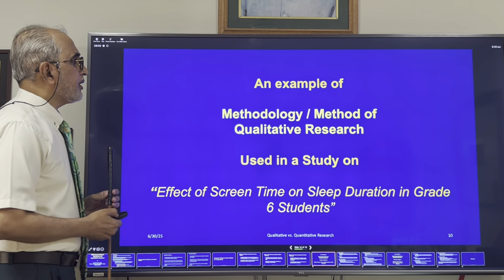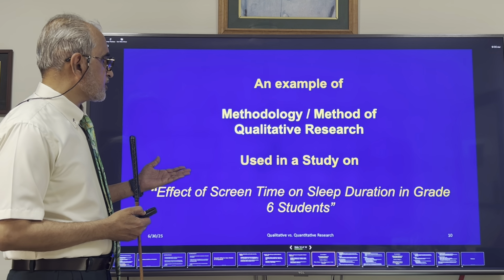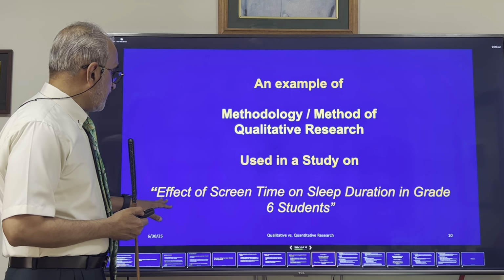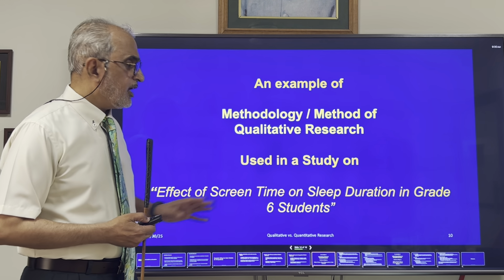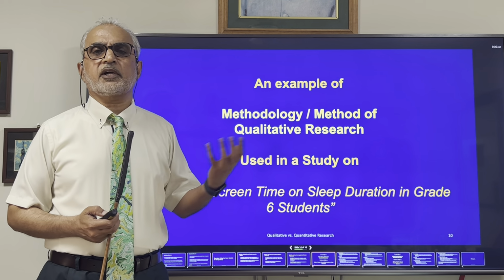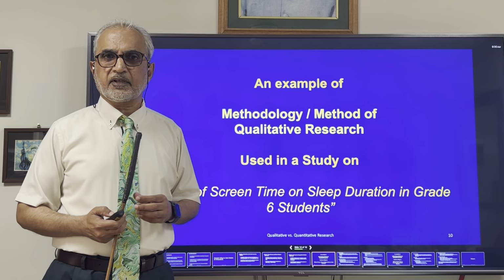So, an example of methodology or method of qualitative research used in a study on the effect of screen time on sleep duration in grade 6 students. Now, this is a common example which I am using in my different lessons.